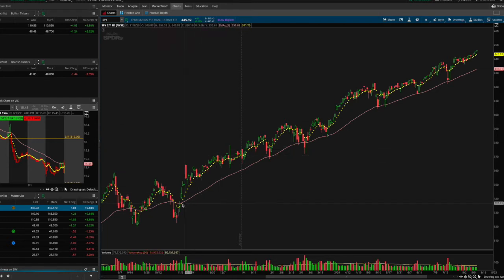And we know that when the 8 crosses up through the 50, that is a very bullish thing. And as long as the 8 stays above the 50, price is moving up. The trend is up. And here we go. Nice, strong uptrend on the market.